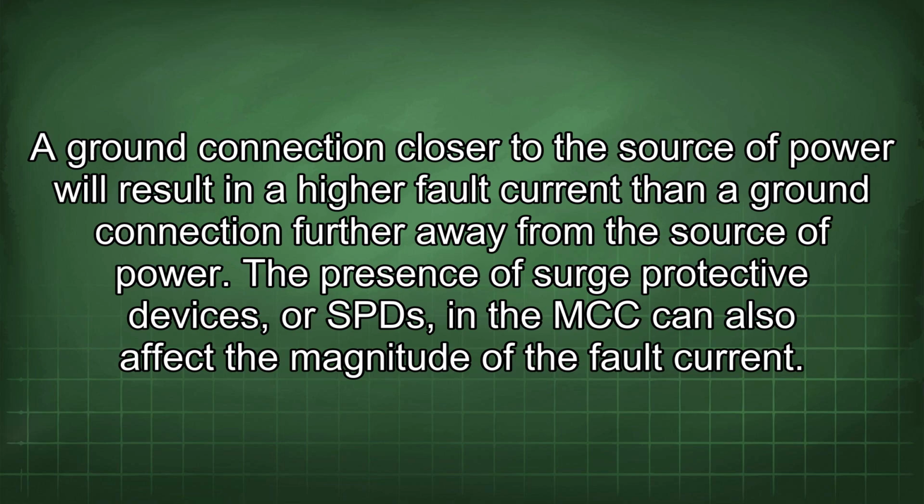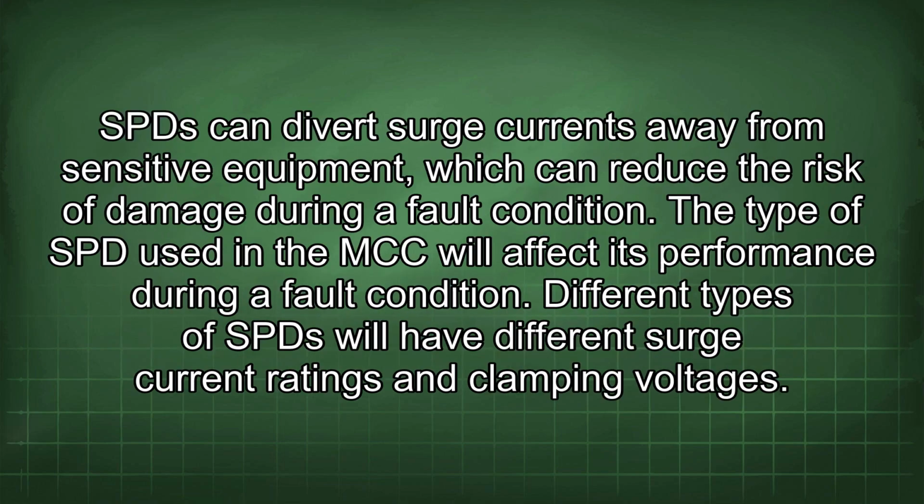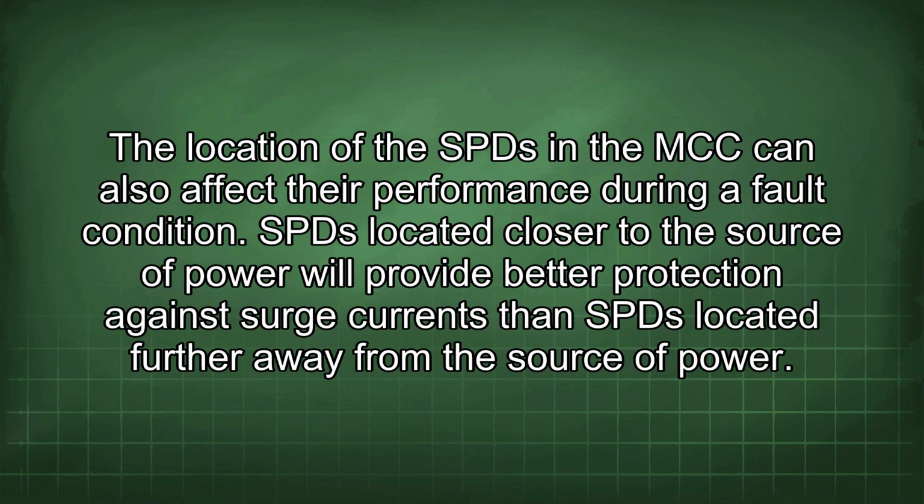The presence of surge protective devices, or SPDs, in the MCC can also affect the magnitude of the fault current. SPD can divert surge currents away from sensitive equipment, which can reduce the risk of damage during a fault condition. The type of SPD used in the MCC will affect its performance during a fault condition. Different types of SPD will have different surge current ratings and clamping voltages. The location of the SPD in the MCC can also affect their performance during a fault condition. SPD located closer to the source of power will provide better protection against surge currents than SPD located further away from the source of power.